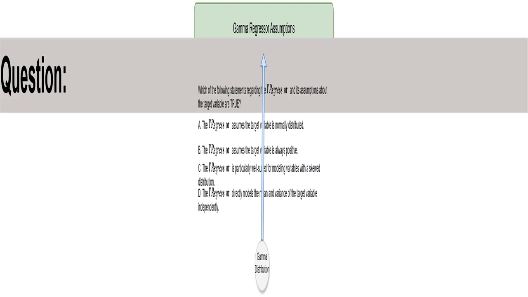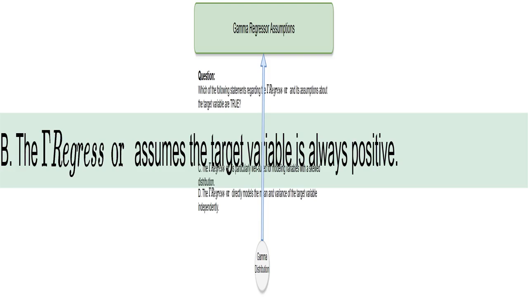This question tests whether you understand how the GammaRegressor works by focusing on its underlying assumptions. This is true. Because the gamma distribution only deals with positive values, the GammaRegressor needs positive data. Think of it this way: you can't have negative time until an event occurs.